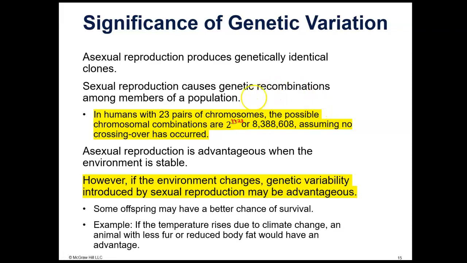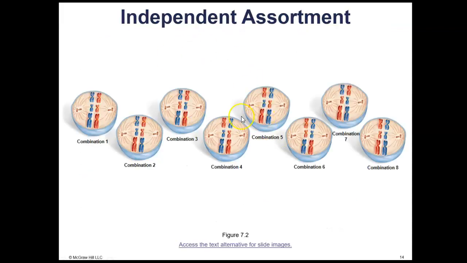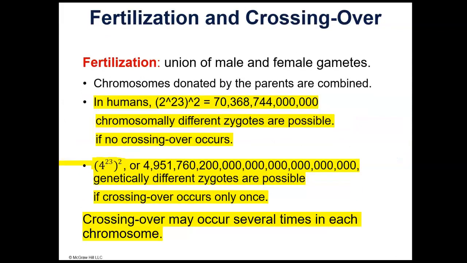So this is going to be in the combinations that you're going to get before the gametes form. Okay, so it would be just the same situation, but instead of there being 3 pairs, imagine that this is 23 pairs. So instead of this number being 8, it's going to be over 8 million. Just letting you know, independent assortment leads to a large amount of genetic variety. But then we have to take into account what happens when the sperm and the egg unite.